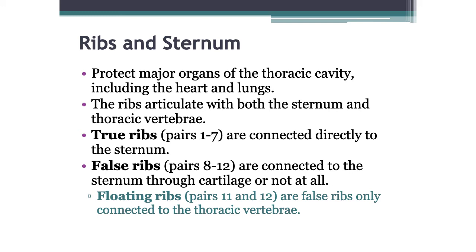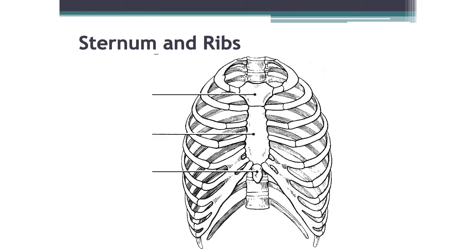Or 11 and 12 are false ribs. They're not connected to anything. They float around. So you can see in this next picture right here, you see the body of the sternum. And then when you look, do you see how the bottom group of ribs are connected to cartilage and then to the sternum? And then if you look at the very bottom of the diagram, you can only really see one pair floating there, but there's another pair above it that floats. You can see them sticking out at the bottom. They're connected to nothing. Okay?